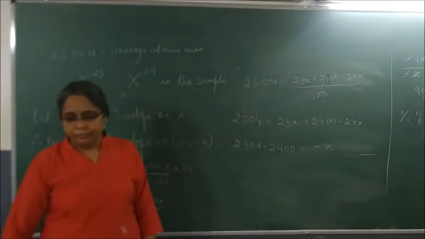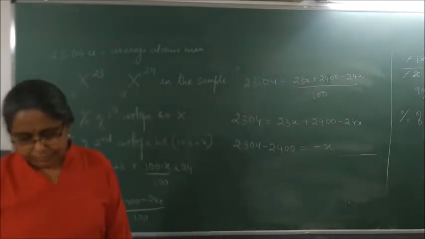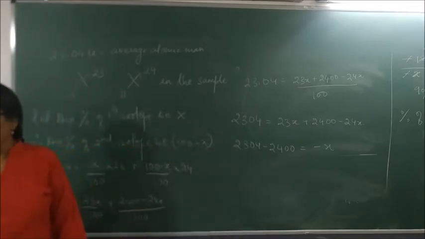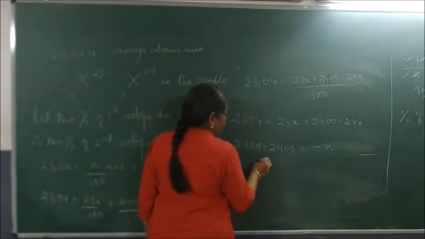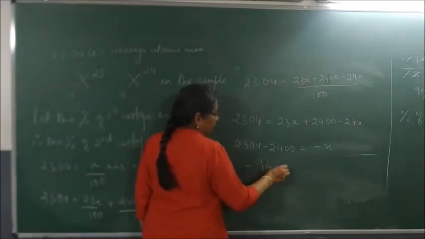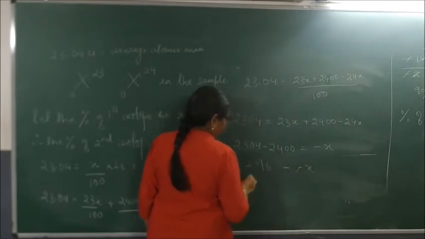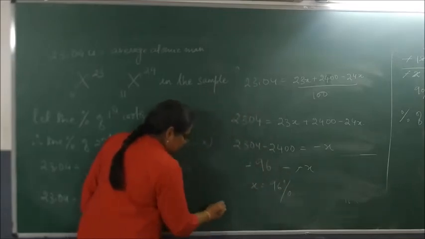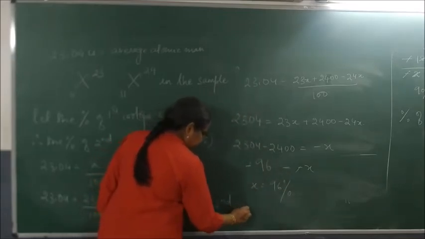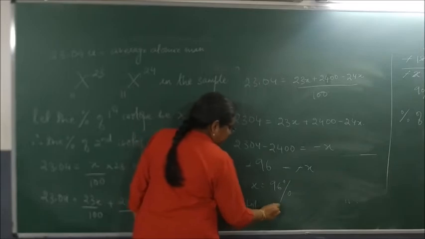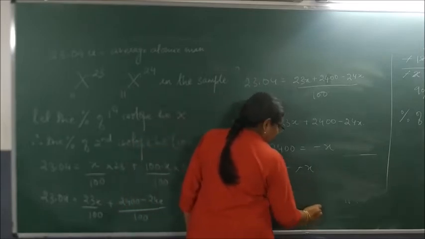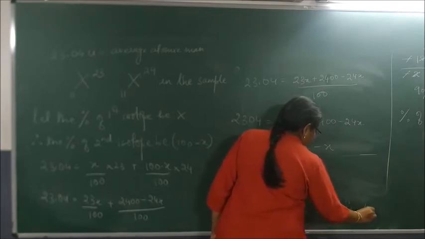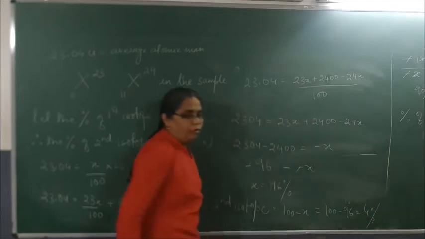It's subtraction here. 96. So this is minus 96 is equal to minus x. So x is equal to how much percentage? 96%. So the second isotope is equal to 100 minus x, which is 100 minus 96, how much percentage? 4%.